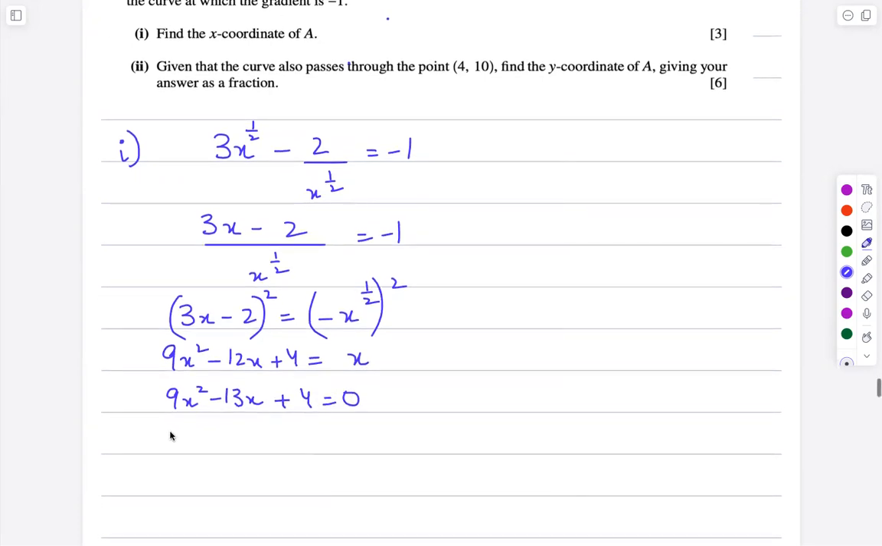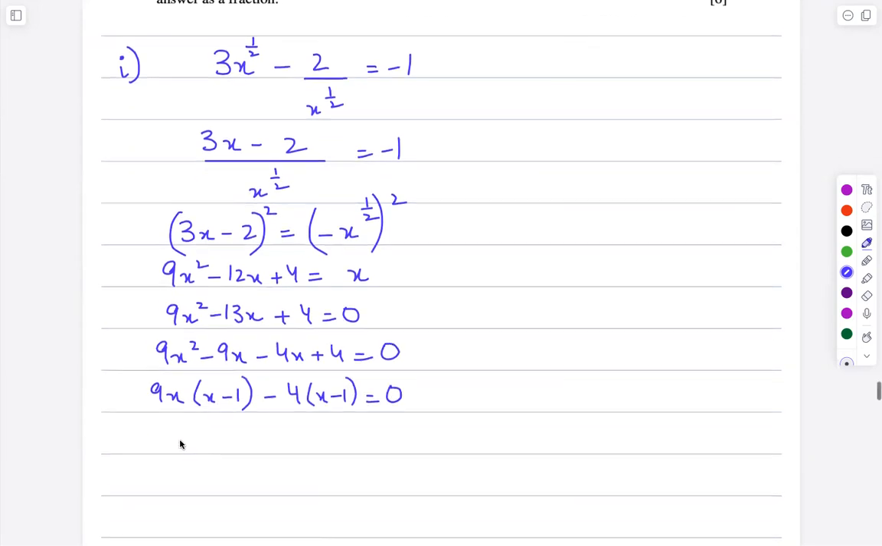Now factorizing using middle term breaking, we'll get 9x squared minus 9x minus 4x plus 4 equals 0. Taking 9x common, this will be x minus 1. Taking 4 common, that will be x minus 1 equals 0. Simplifying, we'll get 9x minus 4 and x minus 1 equals 0. So x will be equal to 1 and x will be equal to 4 upon 9.